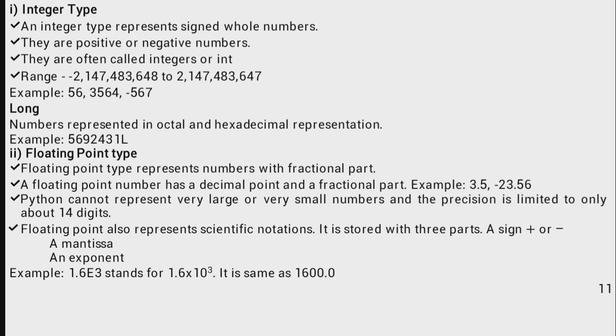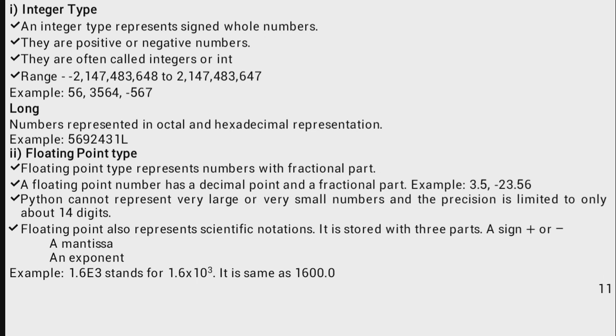In that, the integer type represents the whole numbers. It may be positive numbers, negative numbers or it may be a value of 0. So consider the examples as 56, minus 200, then 648.